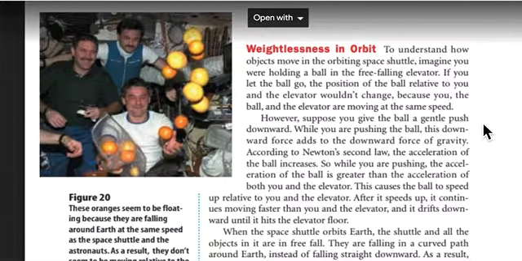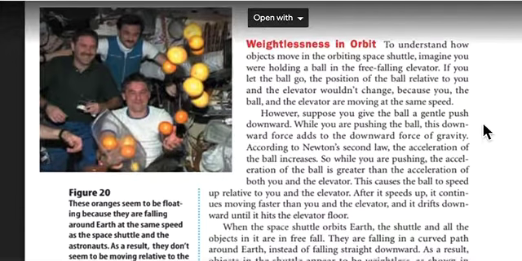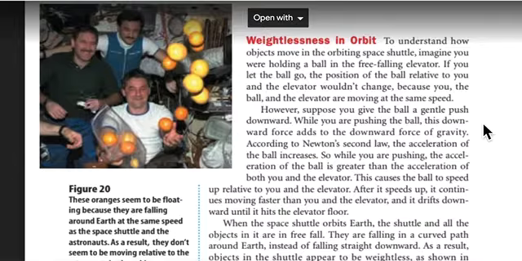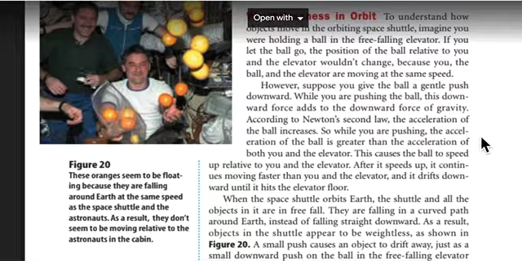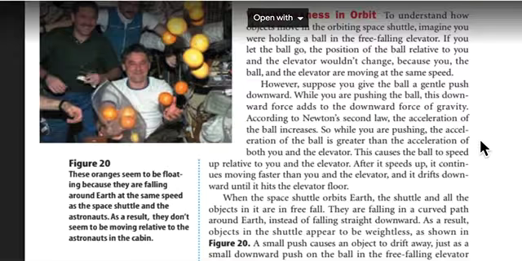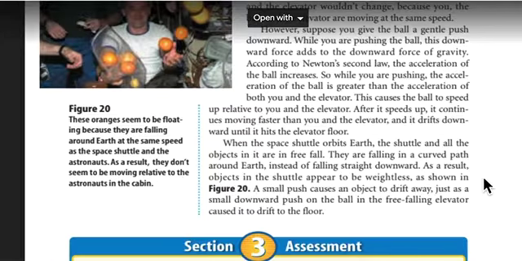However, suppose you give the ball a gentle push downward. While you are pushing the ball, the downward force adds to the downward force of gravity, according to Newton's second law. The acceleration of the ball increases. So while you are pushing, the acceleration of the ball is greater than the acceleration of both you and the elevator. This causes the ball to speed up relative to you and the elevator. After it speeds up, it continues to move faster than you and the elevator, and it drifts downward until it hits the elevator floor.